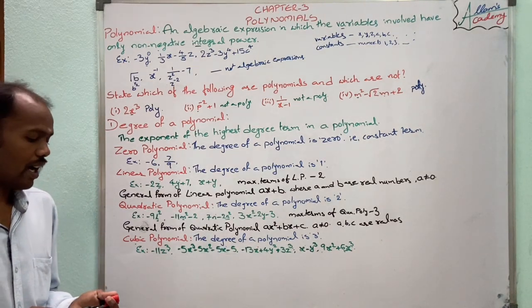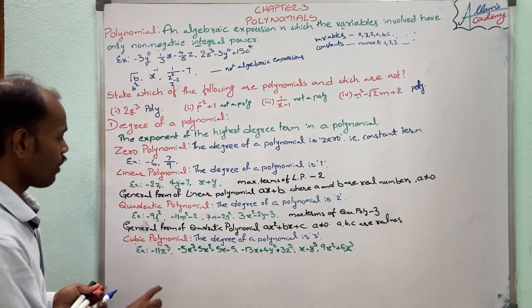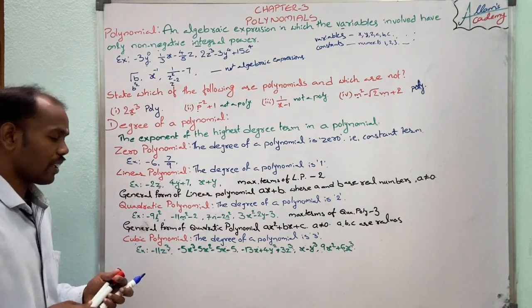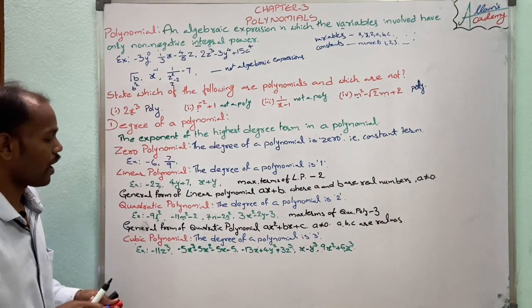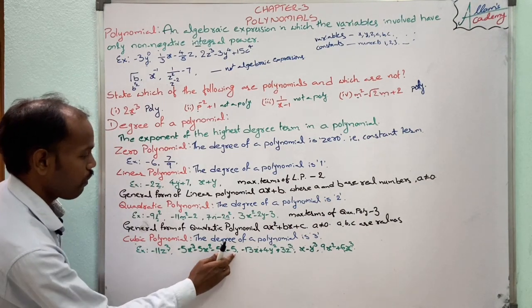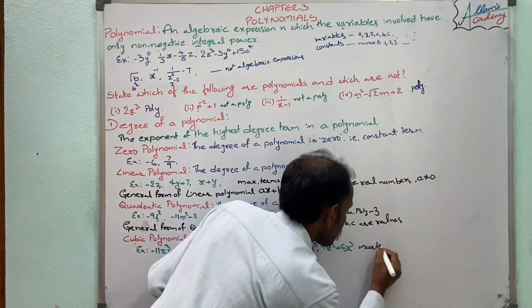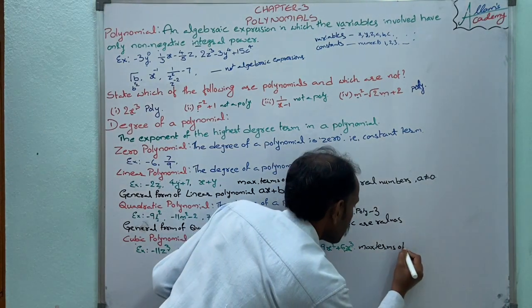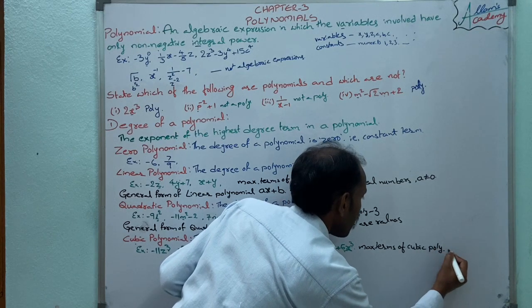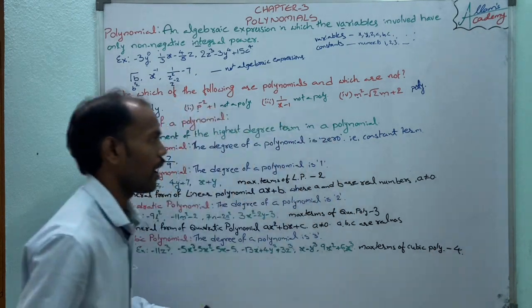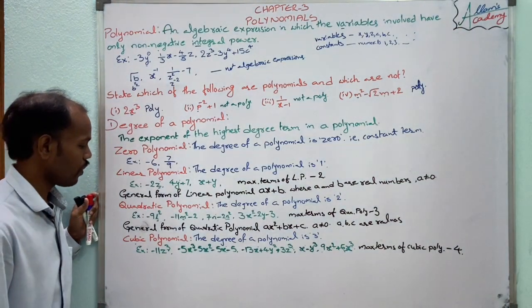So they all are cubic polynomials. Here, if we observe, the maximum number of terms of a cubic polynomial is 4. The maximum terms of a cubic polynomial are 4 only.